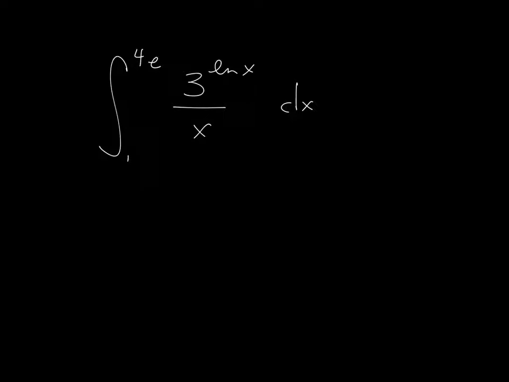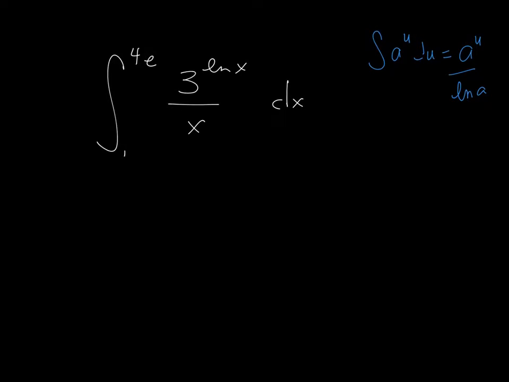All right, so in order to be able to do this, we need to see and recognize that this is in the form of a to the u. Du is equal to a to the u over the natural log of a plus my constant. The key with this one is setting up u properly. We want to go ahead and let u equal the exponent, the natural log of x.